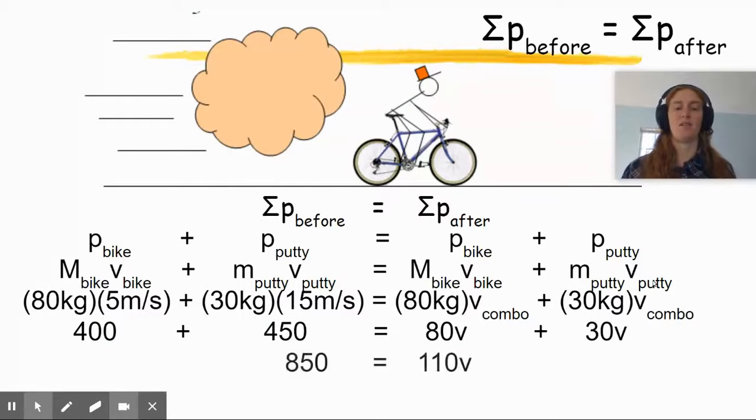And then I solved. I added the 400 and the 450 together, and then 80V plus 30V is just 110V. You could think of it as adding x's. It behaves the same way. Divide both sides by 110, and you get 7.73 meters per second as your velocity once they are stuck together.